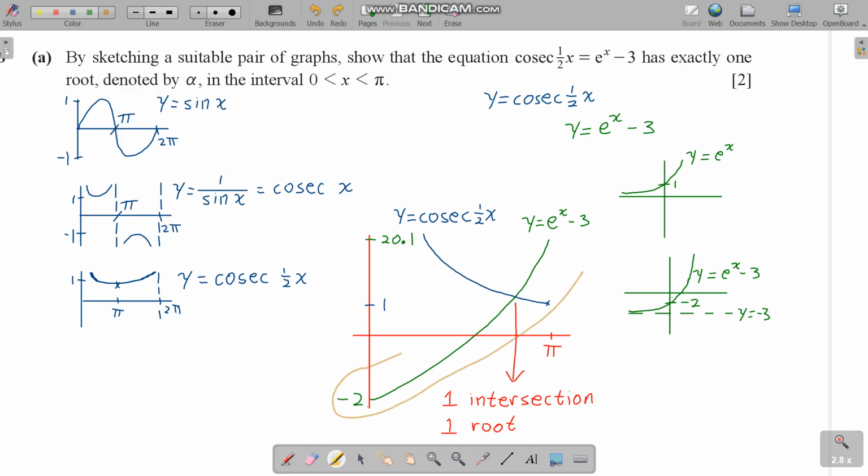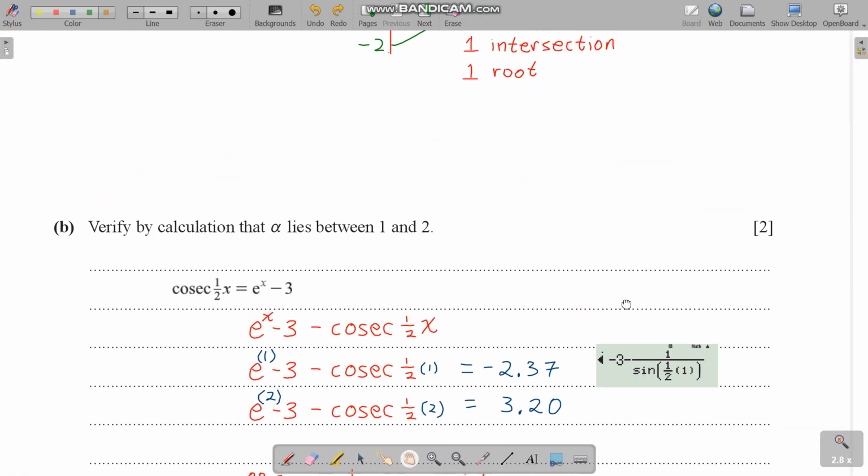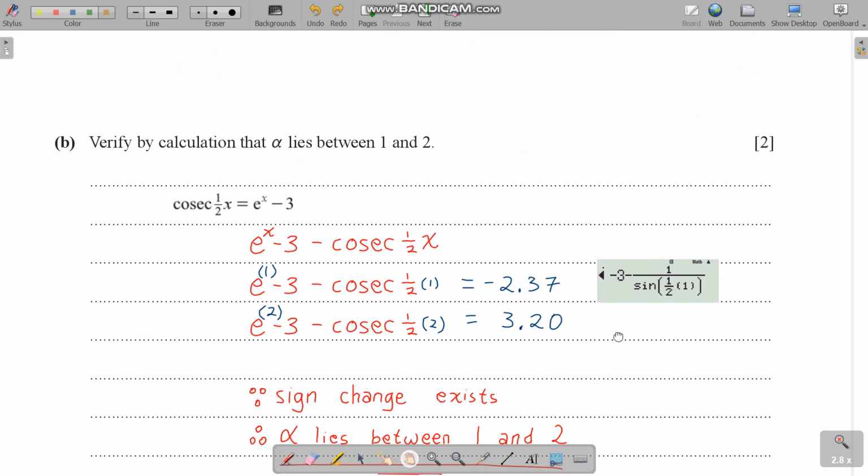So we draw the shape, and we have only one intersection, so you have to state that we have only one intersection, which means we have only one root, which means we have proven that we have only one solution, one root. Right, now the next part, verify by calculation that alpha lies between.